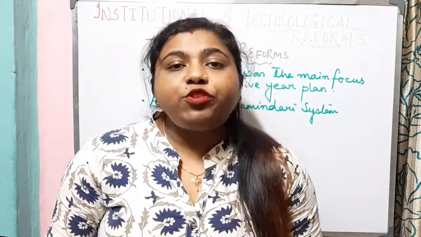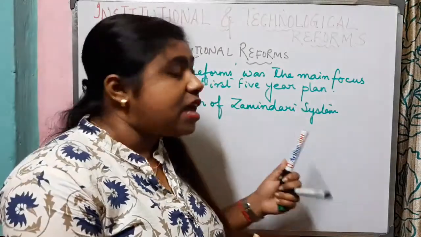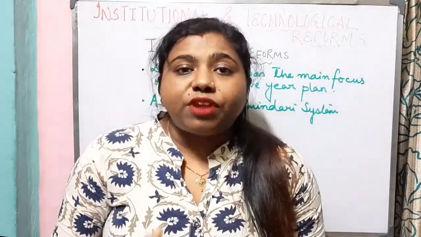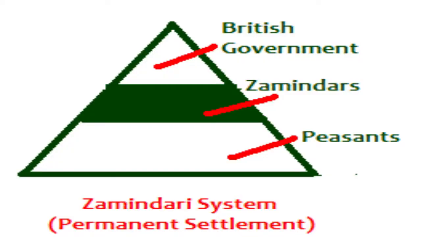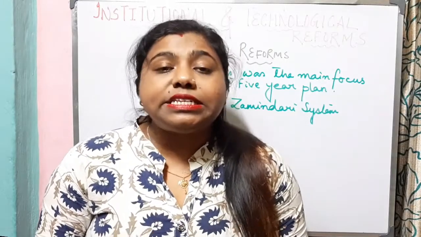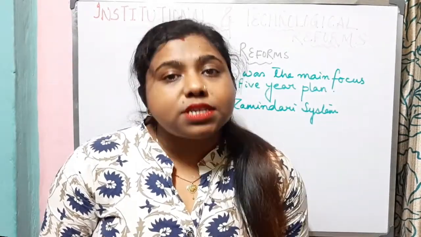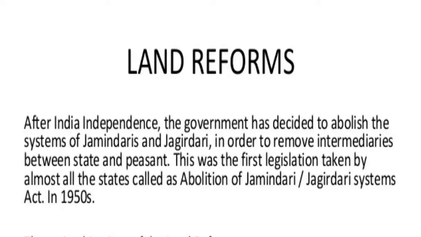Peasants had to pay the fixed revenue to the zamindars, and if they were unable to pay the revenue, then they were evicted from the land and they used to become landless laborers. Now India, after its independence, wanted to abolish the intermediaries and bring a change in the revenue system which should be favorable for the cultivators, and that can be possible by abolishing the zamindari system. And also the zamindari system was abolished so that the land can be redistributed among the landless poor peasants.